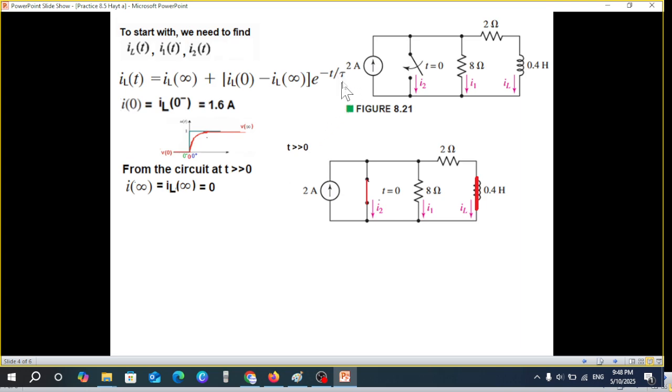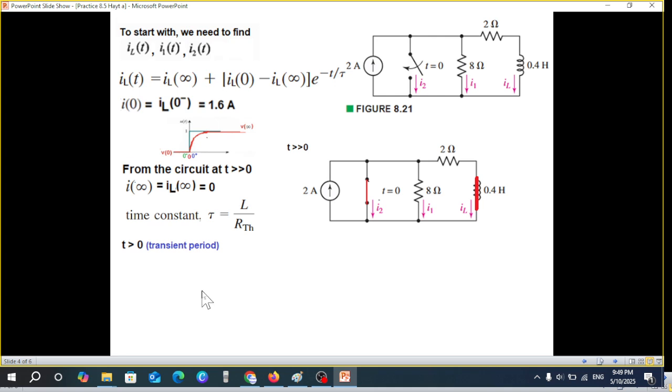So now we need to find tau. What is tau? Tau is called the time constant. And for an RL circuit, it is given by L divided by R, or R Thevenin. So we have to find the Thevenin equivalent, R Thevenin, from this circuit.